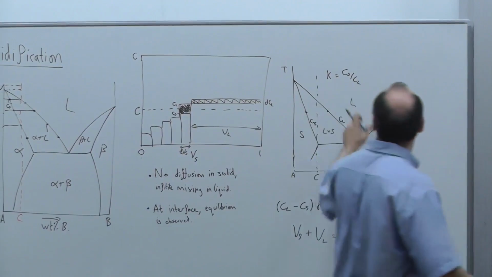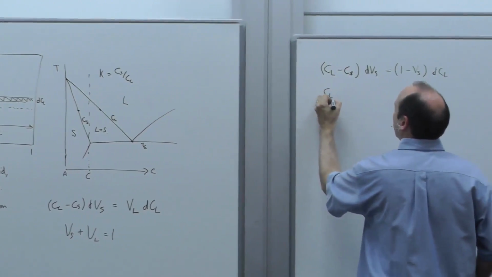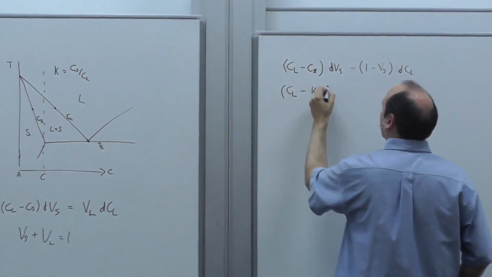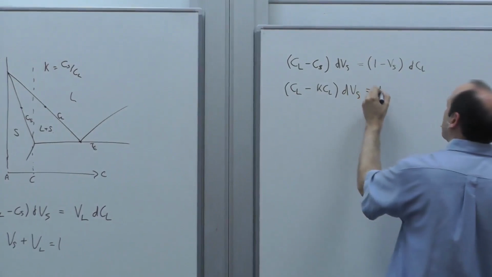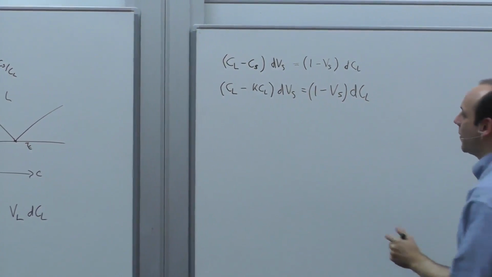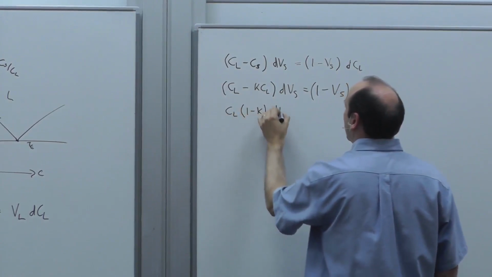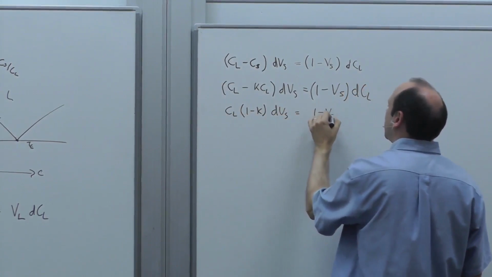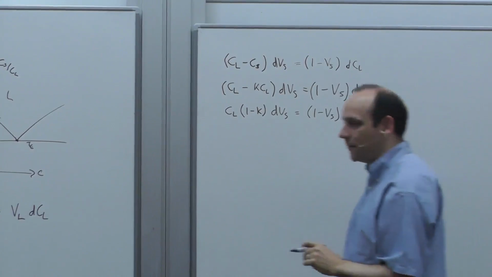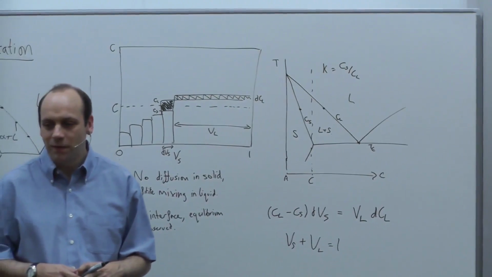So Cs here is equal to KCl, right? So I've got Cl minus, that's then KCl, times dVs is equal to 1 minus Vs times dCl. So now I can say I've got Cl(1 minus K) dVs is equal to (1 minus Vs) dCl. Hooray, great. And then I can go away and turn this into a first order differential equation, which I'm going to solve.